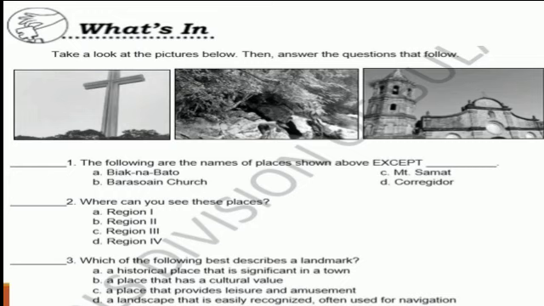For number 3 question, which of the following best describes a landmark? A. A historical place that is significant in a town, B. A place that has a cultural value, C. A place that provides leisure and amusement, or D. A landscape that is easily recognized, often used for navigation. Again, you just need to write the letter of the correct answer on your long pad paper.